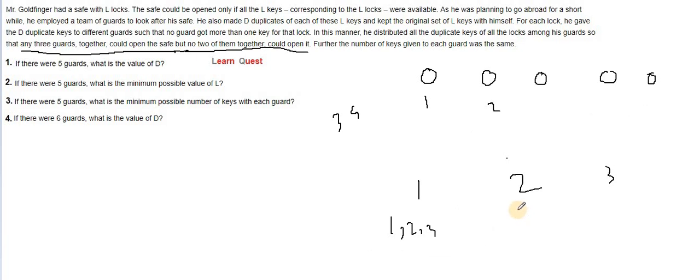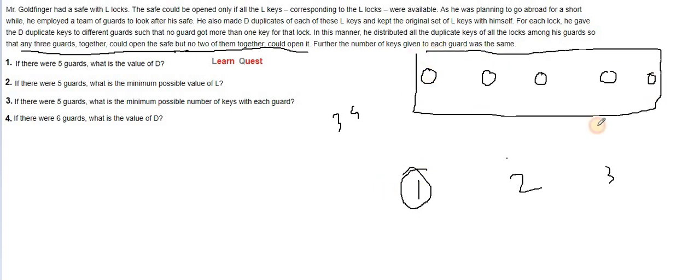So from this, the only point I want to make is, a guard can have a maximum of how many keys? Total number of locks minus 2, because then he will need 2 more persons to give him at least one key each to complete this case, so that he will have all. So one guard can have a maximum of total number of locks minus 2 keys. Because he is not having more than one key of the same lock, the keys he is having will be for different locks. Then he cannot have more than L minus 2 keys.